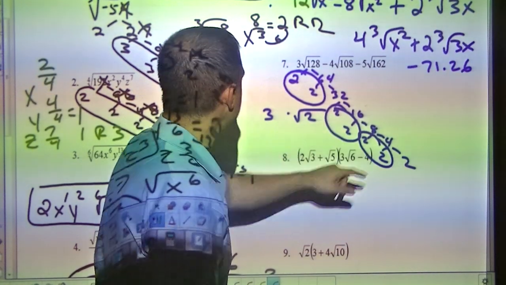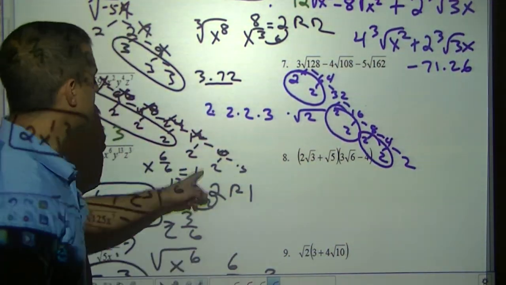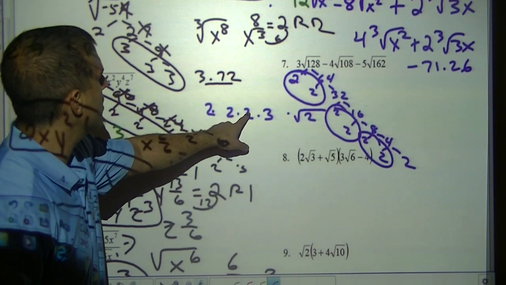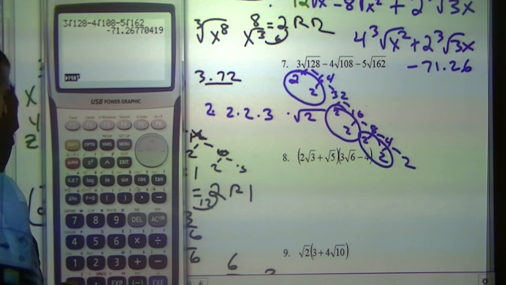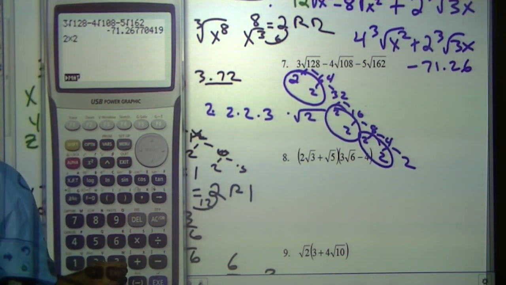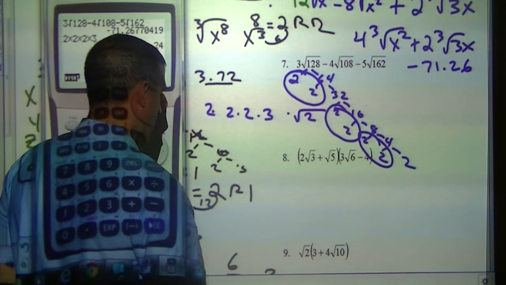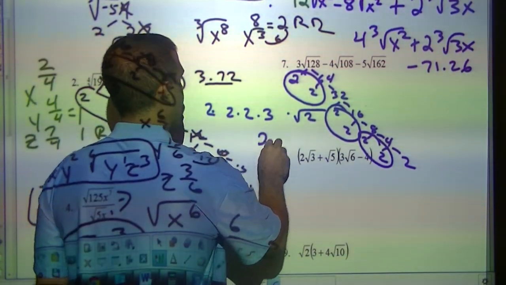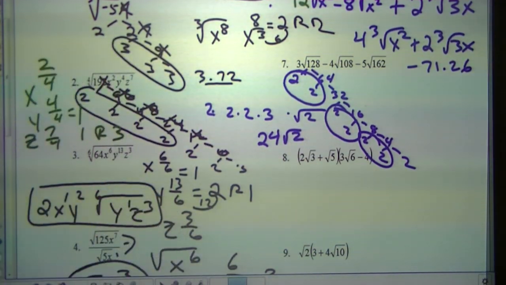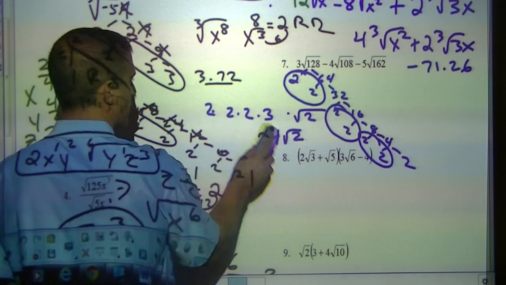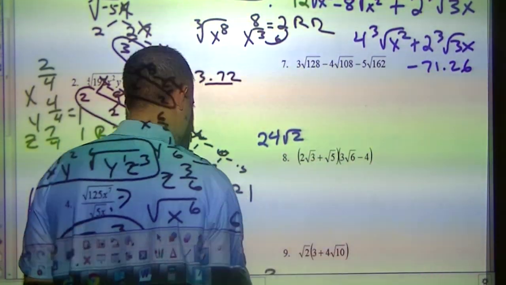I take 1 out of each of these, so times 2, times 2, times 2. That's 2 times 2, which is 4, times 2 is 8. Use the calculator if you need to see that. 8 times 3 is 24. So this is going to end up being 24 square root of 2. I'm running out of space, so if you need to pause it, go ahead and do that, but I'm going to erase that. So that's that part.